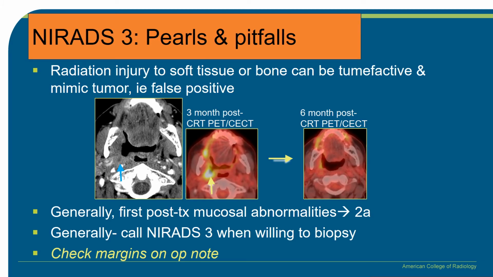Pearls and pitfalls of NI-RADS 3. The biggest one that I've learned is that radiation injury to the soft tissue or bone can be very tumefactive and mimic tumor. And here I'm showing you the immediate post-treatment baseline PET CT after a big T4A tonsillar cancer underwent CRT, and there's an ulceration with enhancement deep to it and focal intense FDG uptake. But because it's mucosal, we really should give this a 2A. This turned out to be post-radiation, and you can see at 6 months that FDG uptake went away.